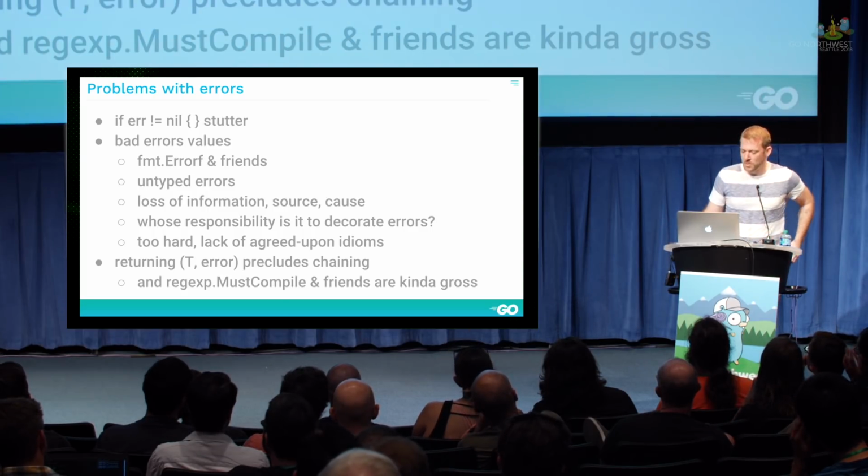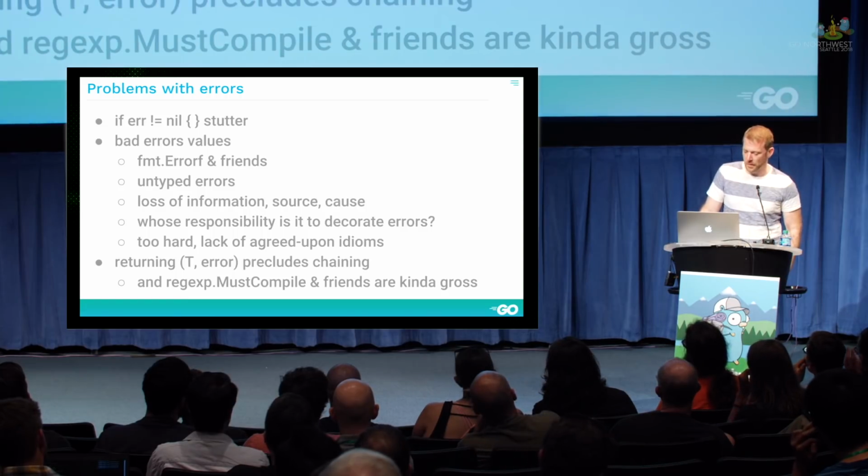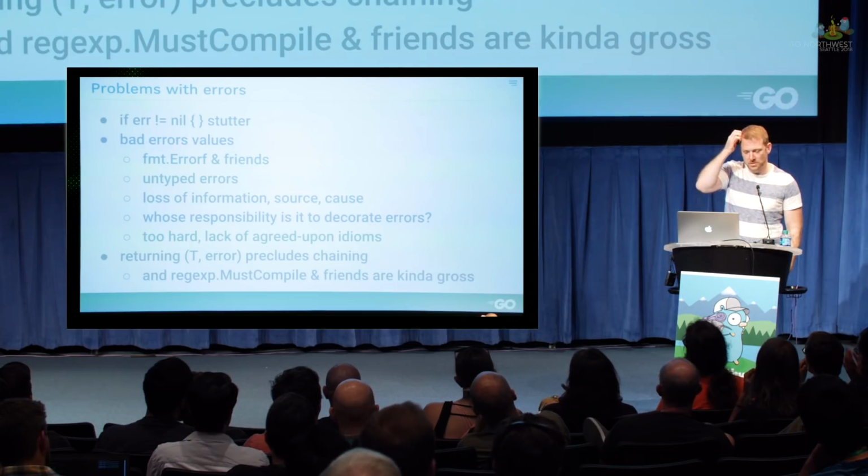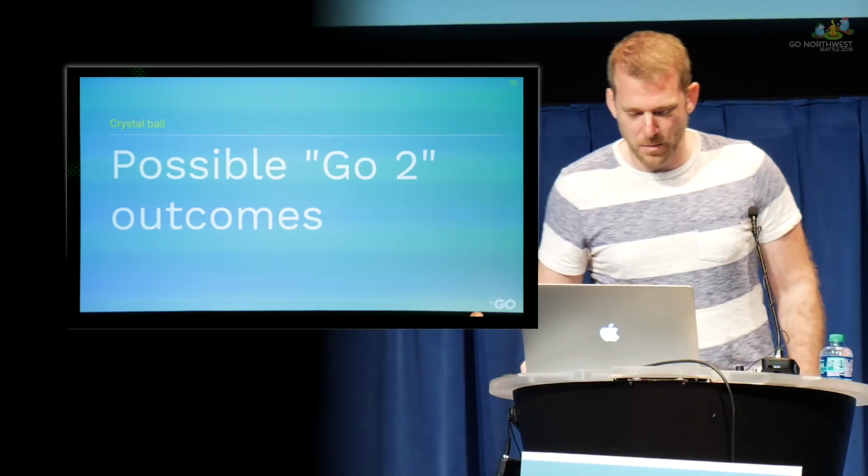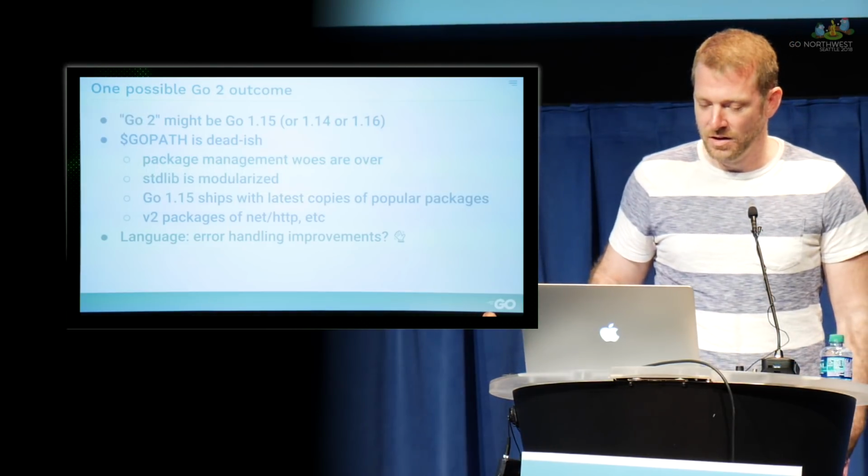So a lot of people complain about errors. A lot of people have ideas. Probably need to do something about that. So my guess is that this is one of the top issues along with generics. So let's look into the crystal ball, look at some possible Go-to outcomes.